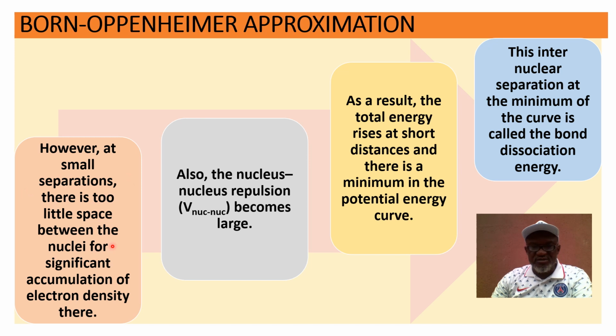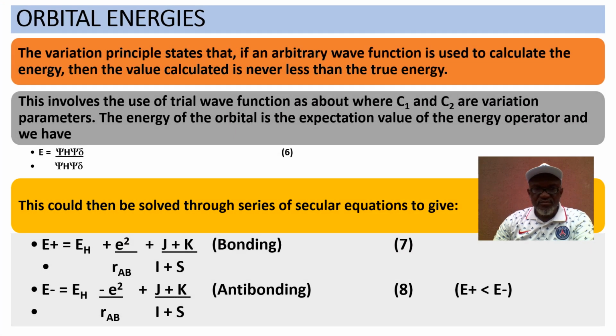However, at small separation, still the same thing we have said before, we have the nucleus-nucleus interaction. As a result, the total energy rises at short distances, and there is a minimum of the potential energy curve. And this minimum is related to the dissociation or bond dissociation energy. And we use the variation parameters. Remember I mentioned C1 and C2 as variation parameters. So we use these variation parameters to calculate the energy and make sure that it is never less than the true energy. This involves the use of trial wave functions, where C1 and C2 are variation parameters.